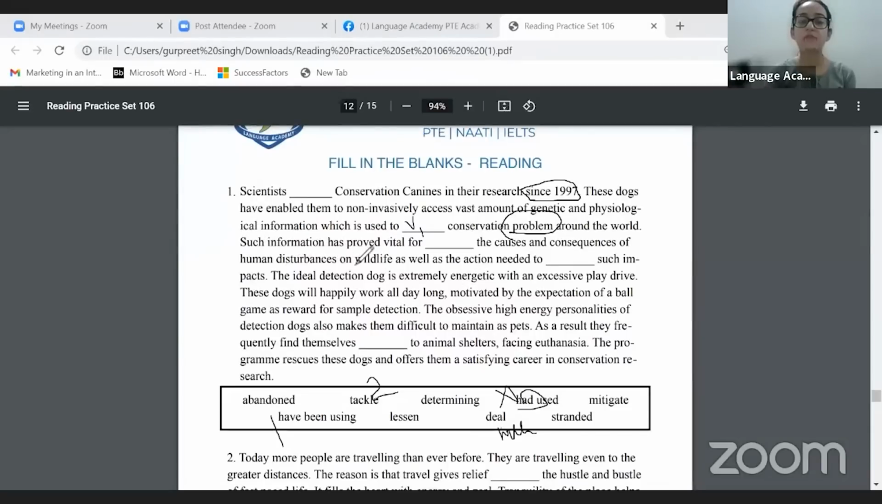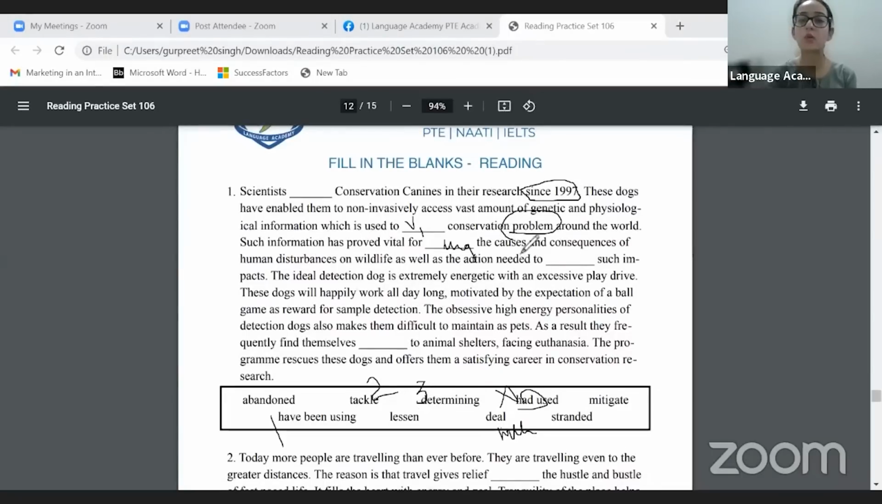Such information has proved vital for determining the causes and consequences of human disturbances on wildlife. So after for comes the ing form of verb. How many do we have? We have only one, so there's no doubt. These things are important for finding the causes.